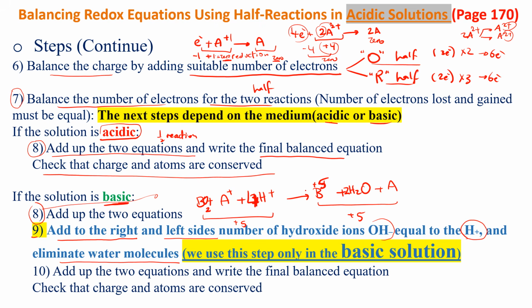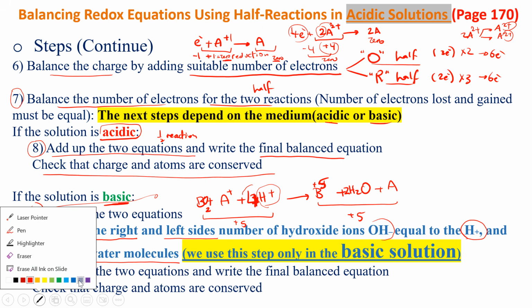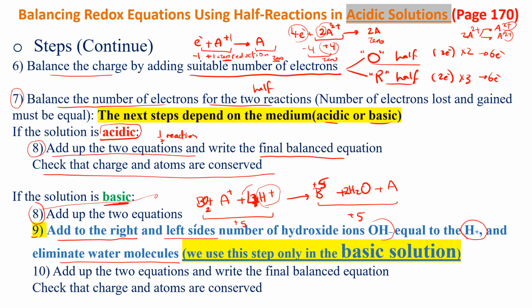This is just an example. Okay, what does this step mean? How many H plus do I have here? I have 4, right? So what I'm going to do in this step is add to the left and the right a number of hydroxide ions same as H plus. So I'll add here 4OH minus and I will add here 4OH minus. Okay, so what will happen now, 4OH minus with 4H plus. Remember the equation OH minus plus H plus gives us water, right?